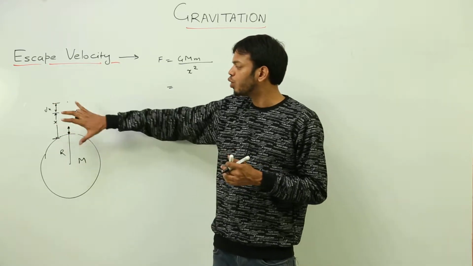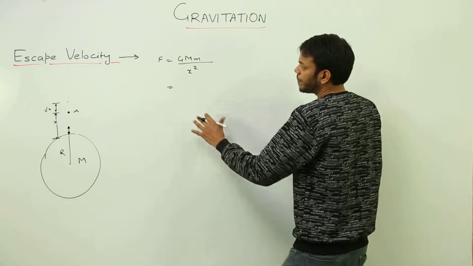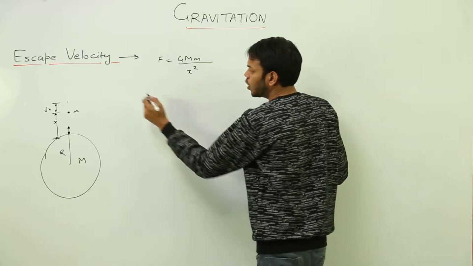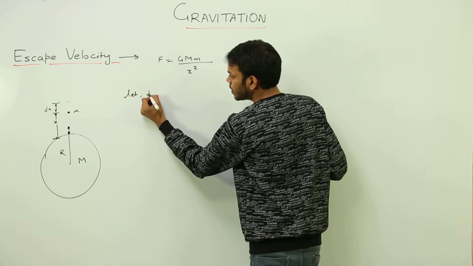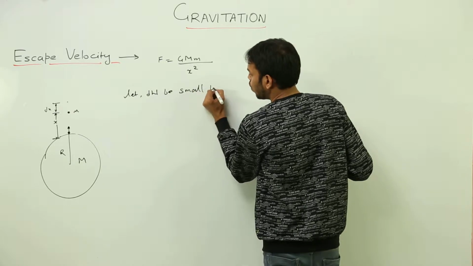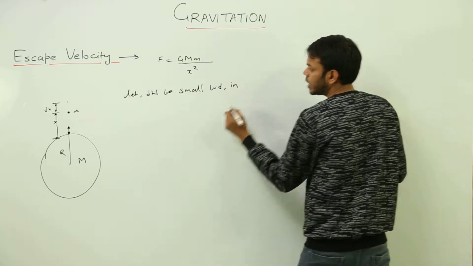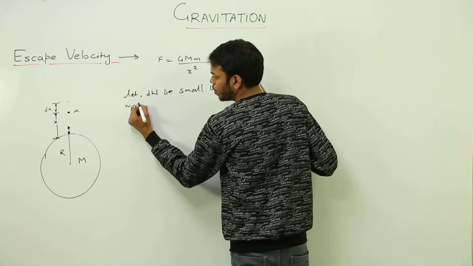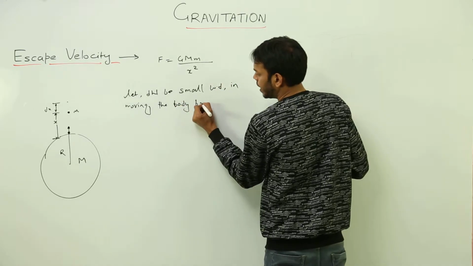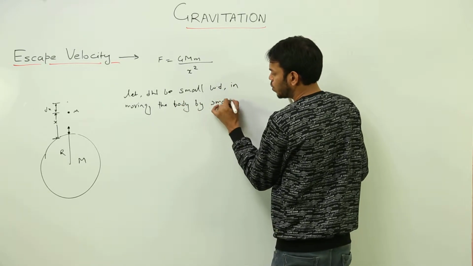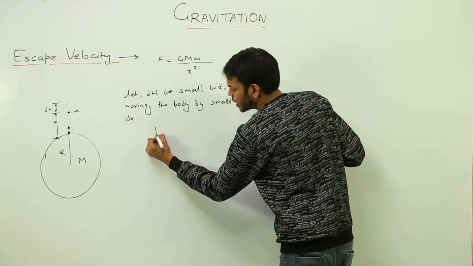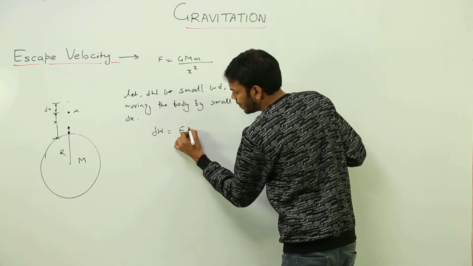That is why we are going to do it in this way only. Now this is the force acting on the body. We have to figure out, let dW be the small work done in moving the body by a small distance dx. So in that case, small work done would be F dx.